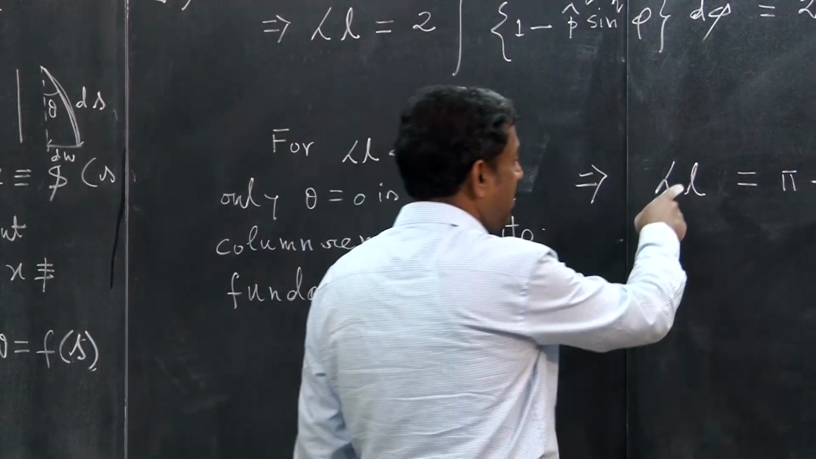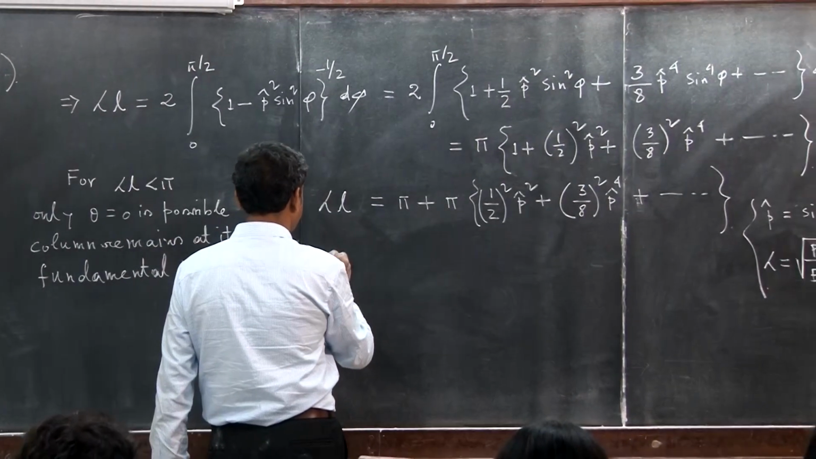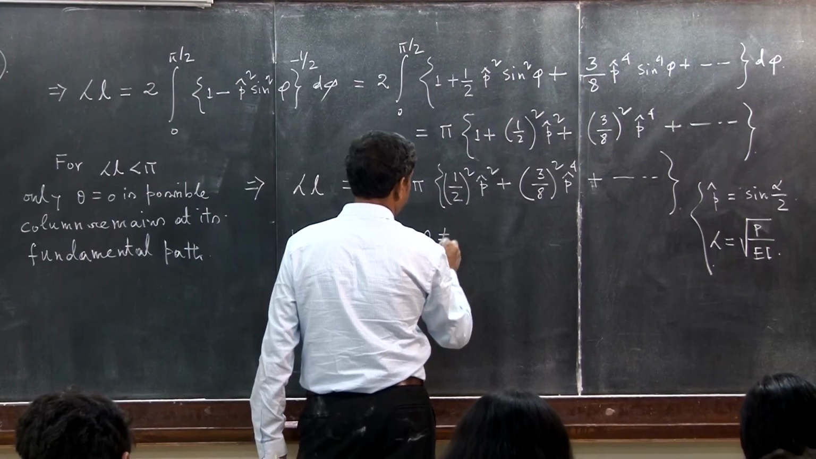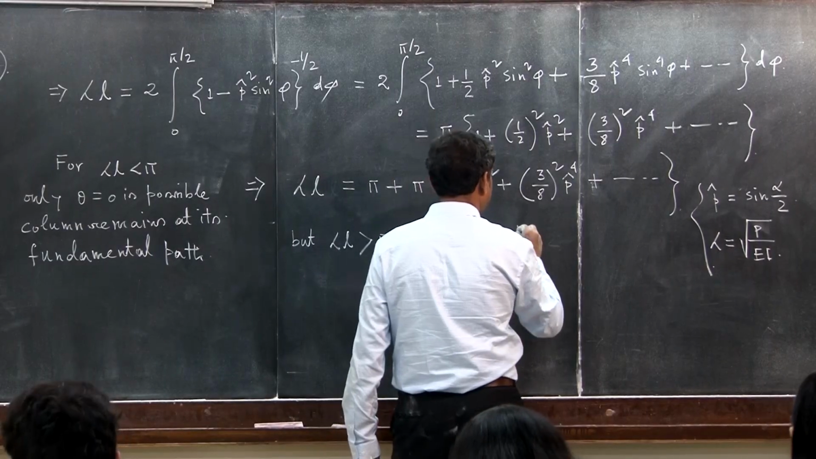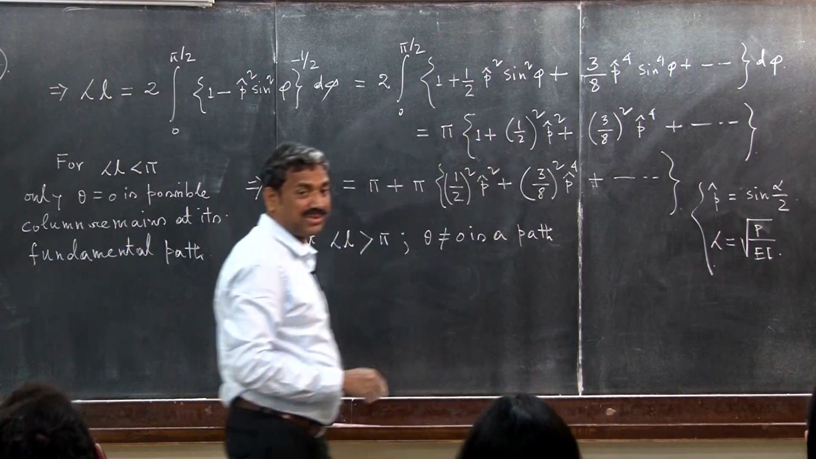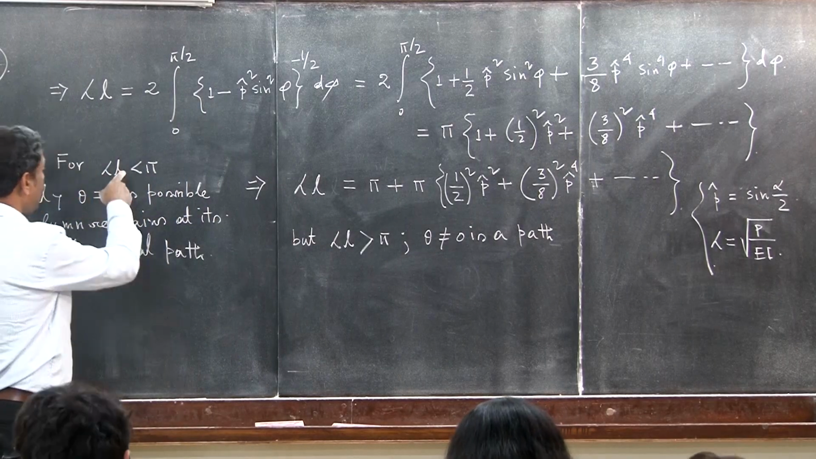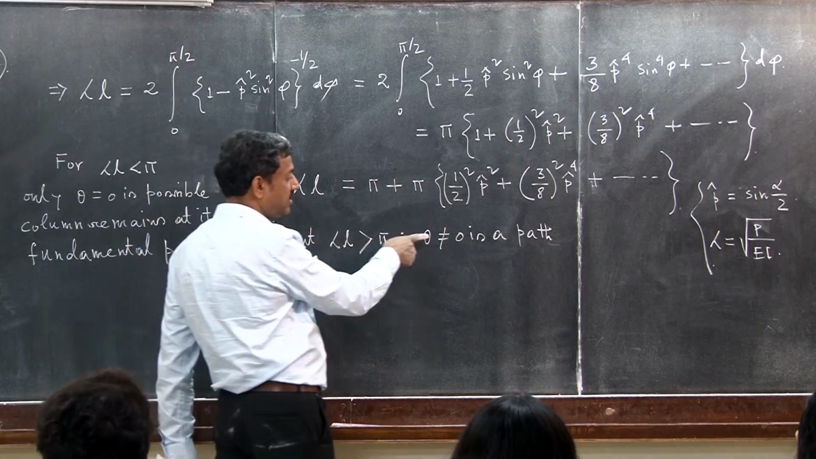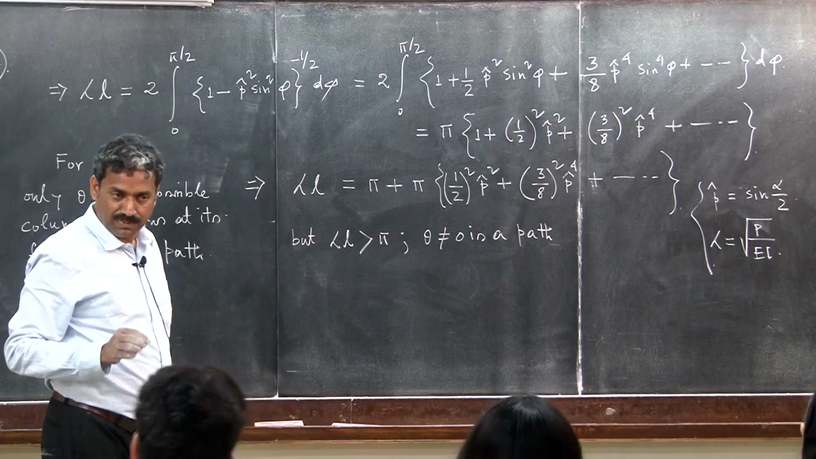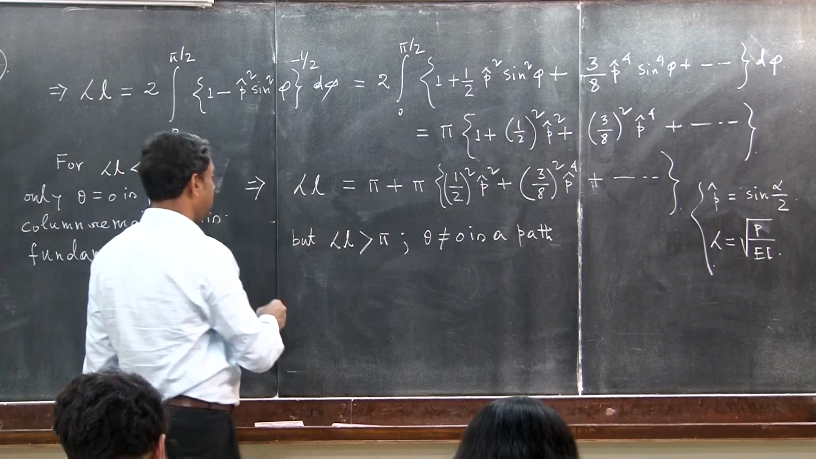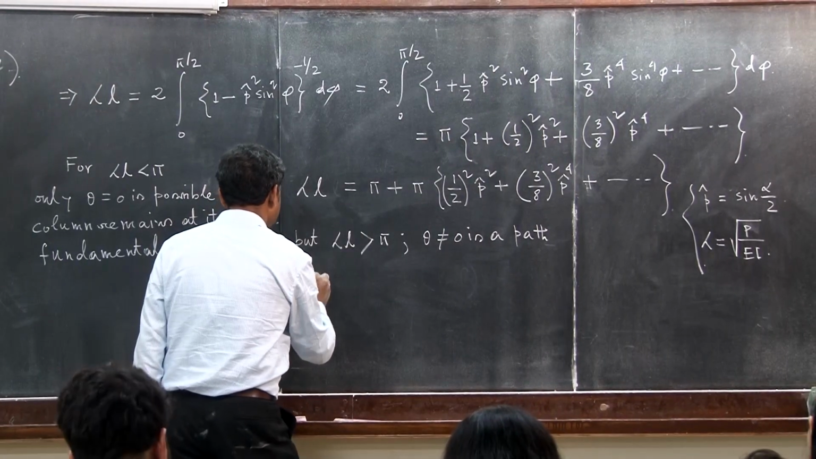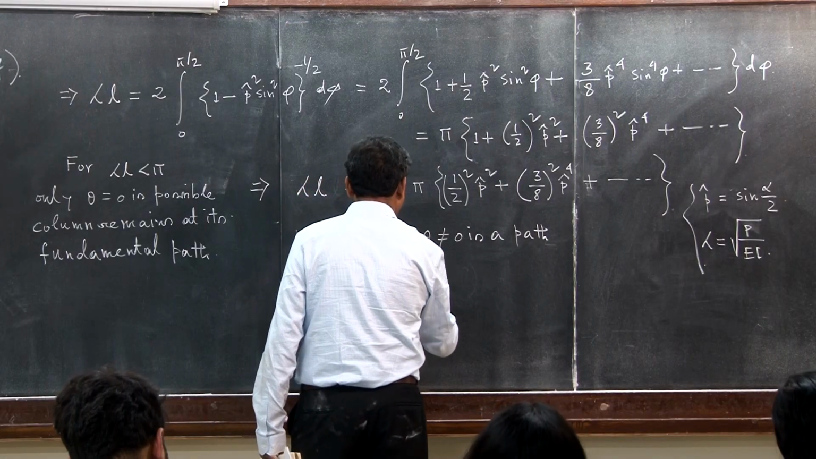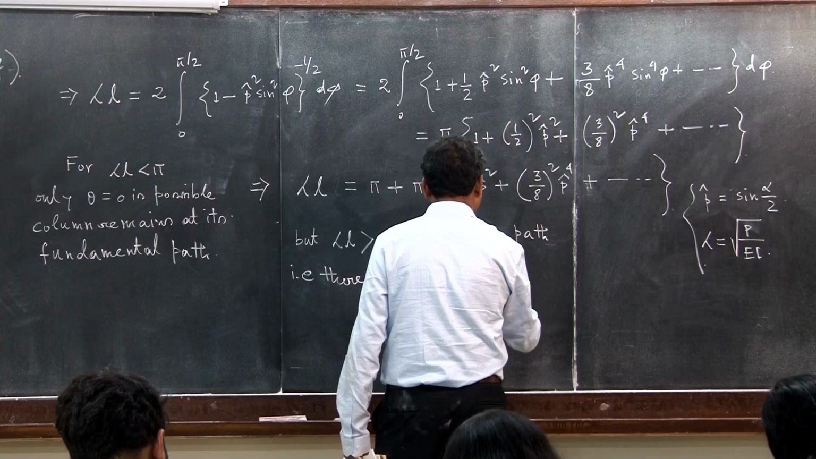But as soon as lambda L is greater than pi, theta not equal to 0 is a path, right? So there is a bifurcation occurring at theta. For lambda L less than pi, the fundamental path is possible, but when lambda L is greater than pi, theta not equal to 0 is possible. That means there must be a bifurcation.